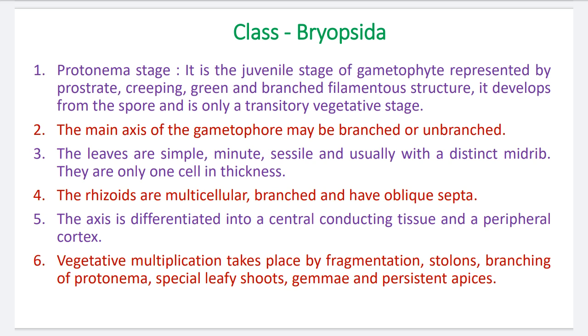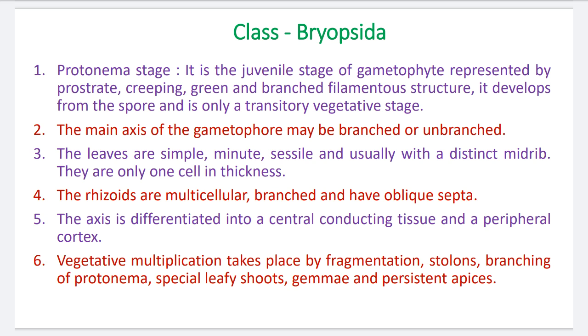Number 4, the rhizoids are multicellular. Here rhizoids are multicellular, branched and have oblique septa. In the previous two classes, the rhizoids are unicellular and unbranched, and here rhizoids are multicellular. They are branched and have obliquely placed septa.